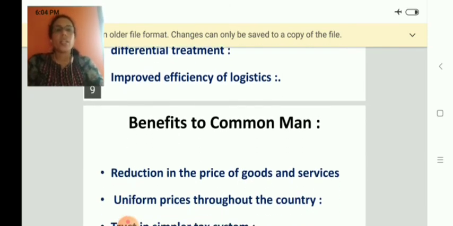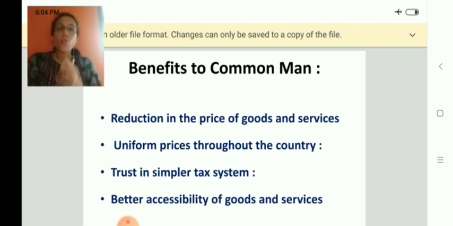Okay. Next one is benefits to common man. So what are the benefits to the common person like us? The first one is reduction in the price of the goods and services. Do you agree with this? Yes, obviously, because when there is no multiplication of taxes, when there is no tax on tax, automatically the price at which we can buy the goods will be very low. It is nothing but a benefit to us.